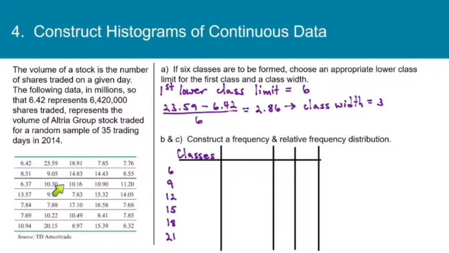And now let's go ahead and get the upper class limits. So all of this data has 2 decimal places, and if I want 2 decimal places, then this upper class limit will need to be 8.99, and this one will need to be less than 12, so 11.99, and just keep going until we're all finished.